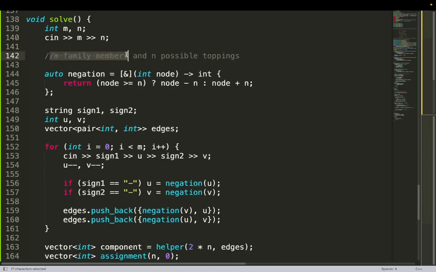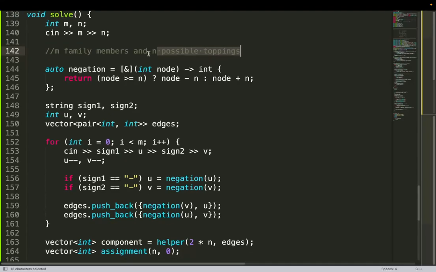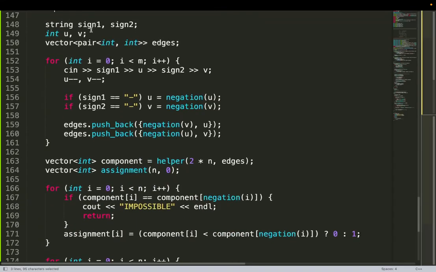So I am taking m as family members and n as the possible toppings. So basically n is the number of variables and m is the number of clauses. I will come to this later. Then there are sign 1, sign 2 and two nodes u and v, and I am taking the input in edges as a pair of int, int.